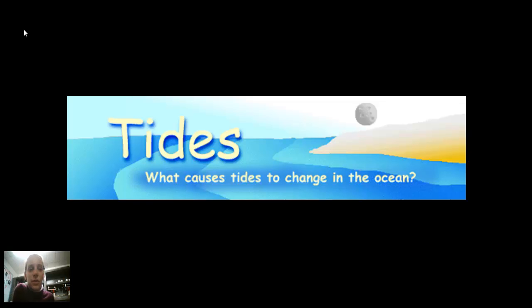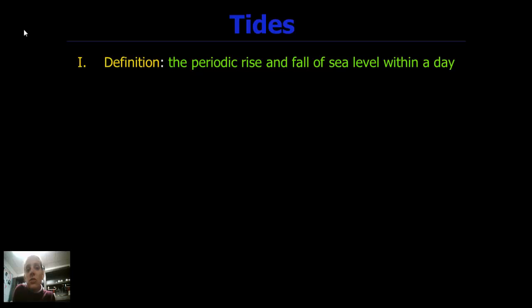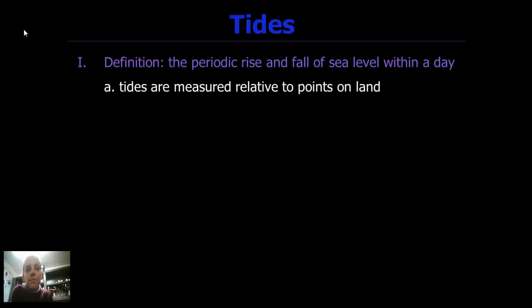In this lecture, we're going to be learning about tides, what causes tides to change in the oceans. So the definition of a tide is the periodic rise and fall of sea level within a day. And depending on where you are on the planet, that may happen once a day, it may happen twice a day. In the San Francisco Bay, it happens twice a day.